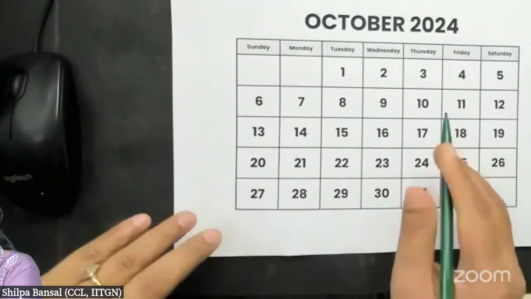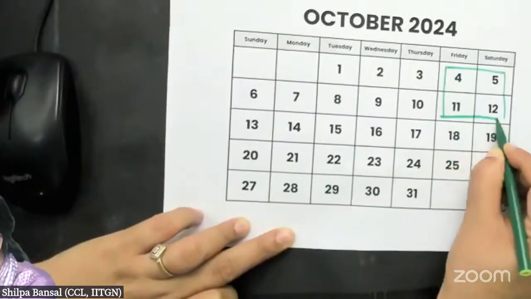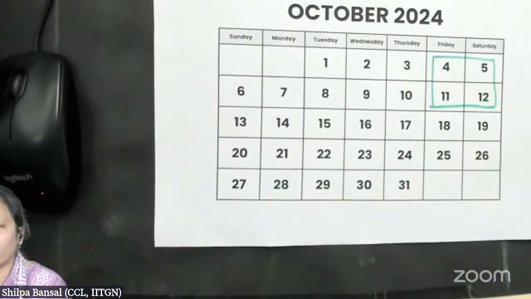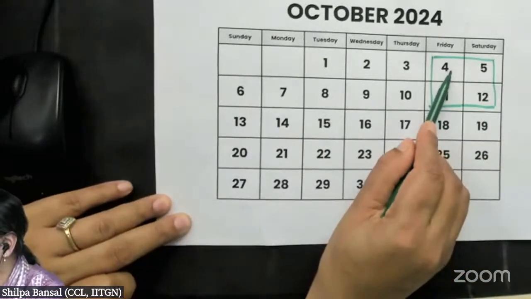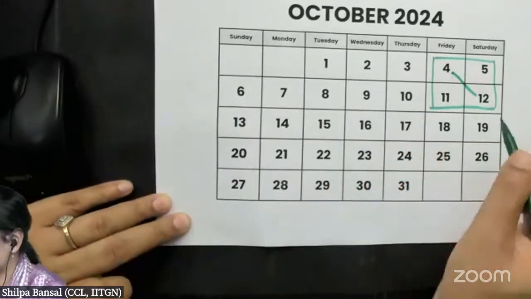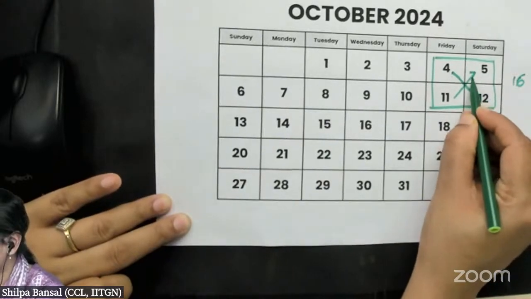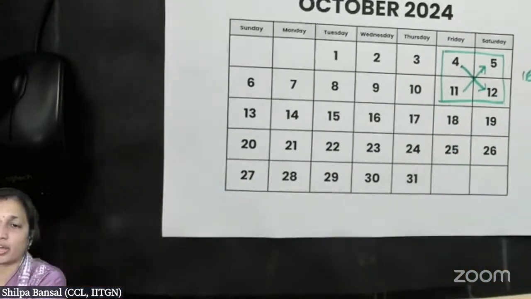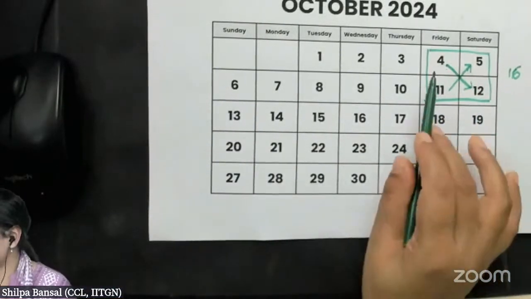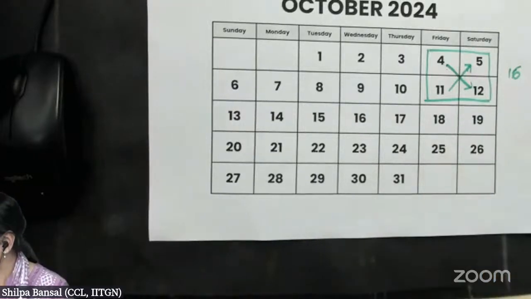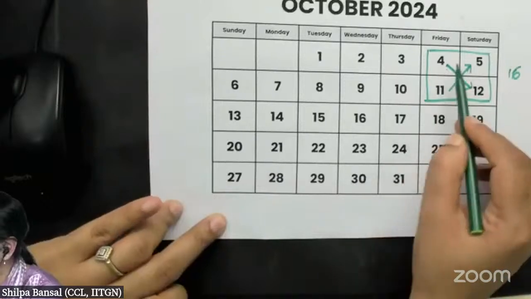So now if I take any 2x2 grid from here, what is the speciality of this grid? If you see, 4 and 12 addition is 16, and 11 and 5 addition is 16. You can do it in your calendar also, or you can write these numbers and see that 4, 5 and 11, 12, the total is 16. And it is not about this one only.